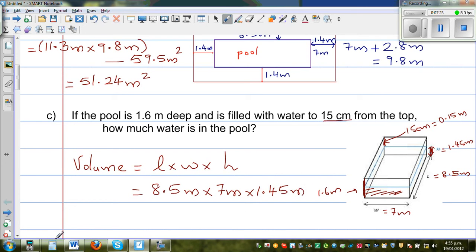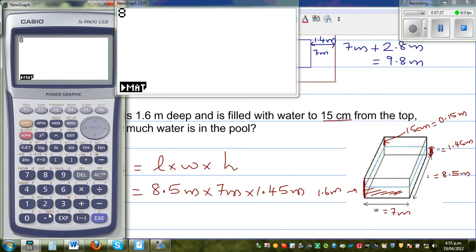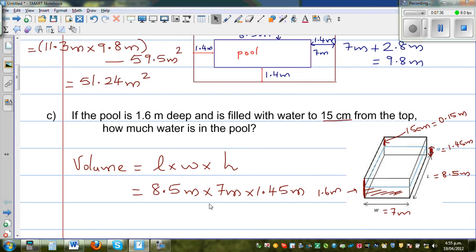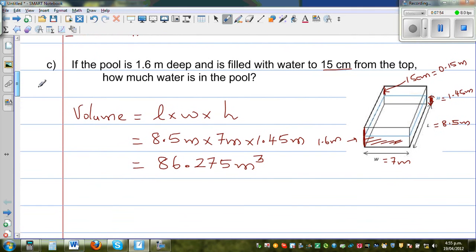So let me get the calculator out. So 8.5 times 7 times 1.45 gives 86.275. 86.275 meter cube. This is an answer. This is how much water is there, so this much meter cube. But when you're talking about water, it makes sense to talk in liters.